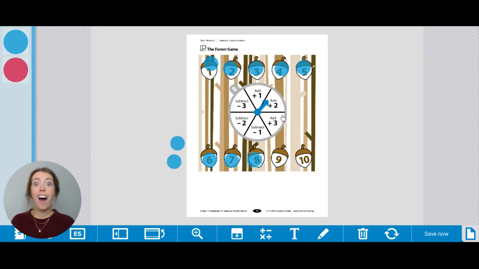Add two. We just said we needed two more to get to 10. Let's add one, two. Wow, we have 10 now. We had eight. We added two more. Nine, 10. I can't believe all 10 squirrels are already in the forest. This is how you play the forest game.